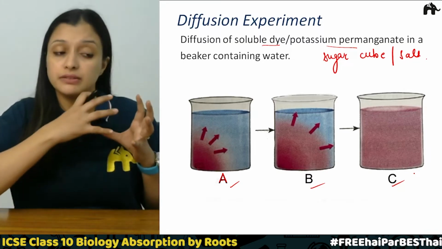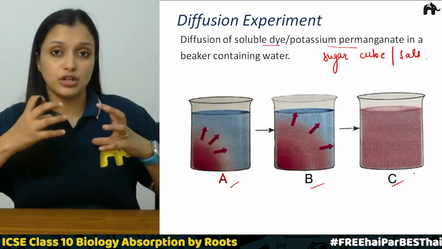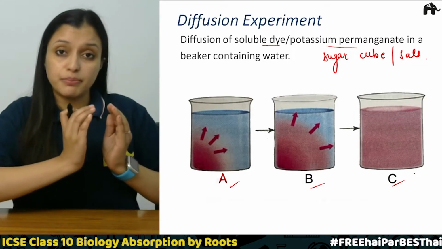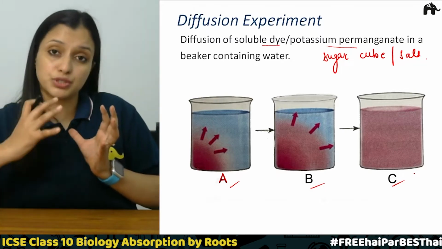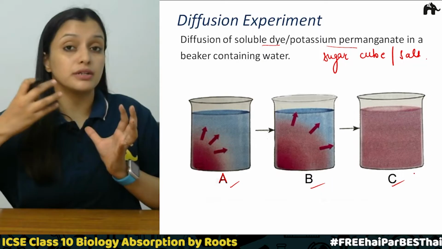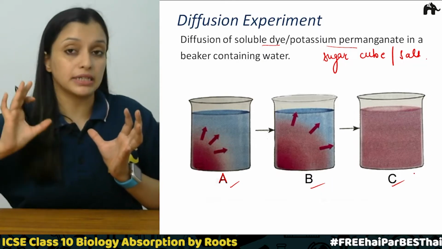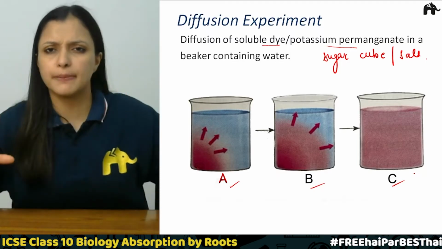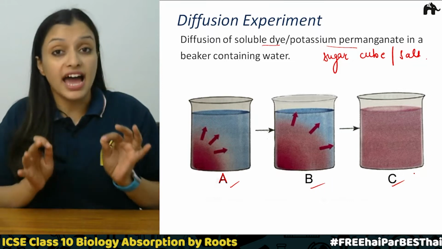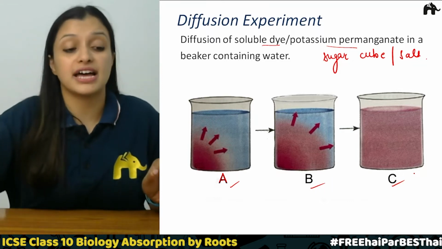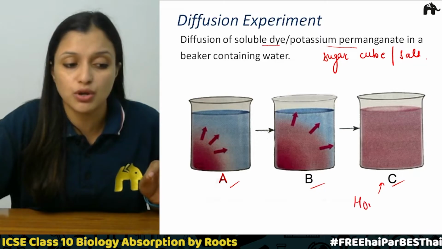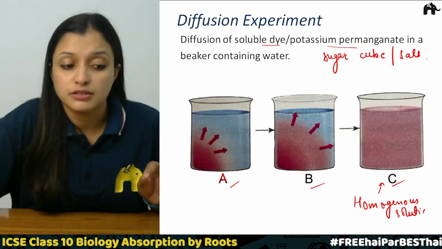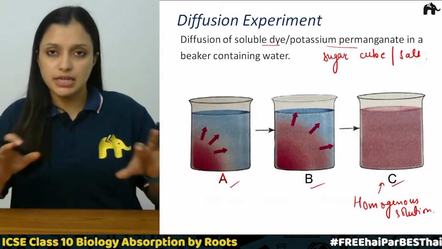So initially these solute particles were concentrated at one position. Then they started to move to other positions, where the concentration of solute particles was less, and finally the solute is completely dissolved in the solution, and now this liquid has become homogeneous. This particular solution has become a homogeneous solution, right, where the concentration of solute and solvent is equal throughout the solution.